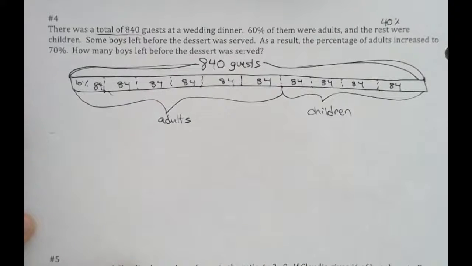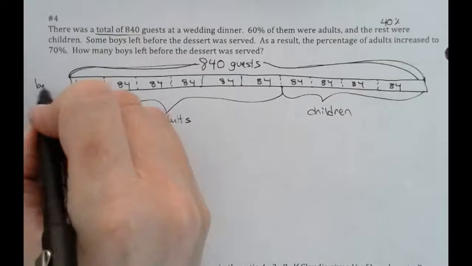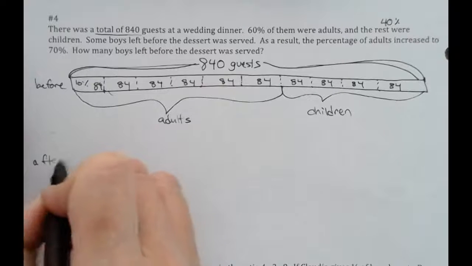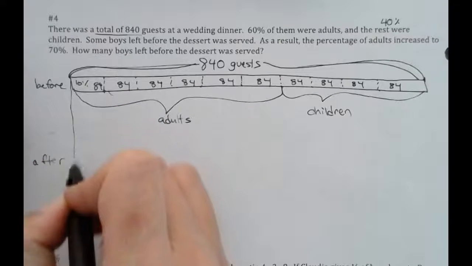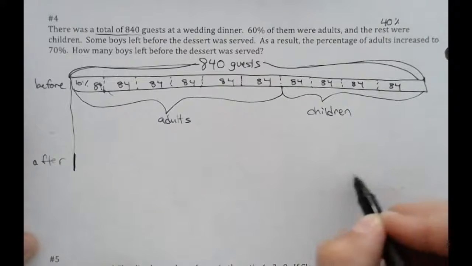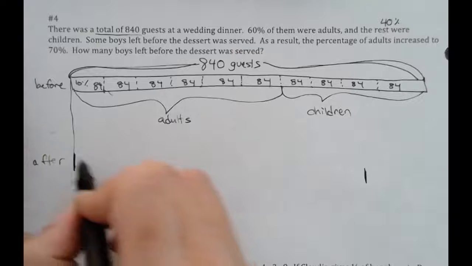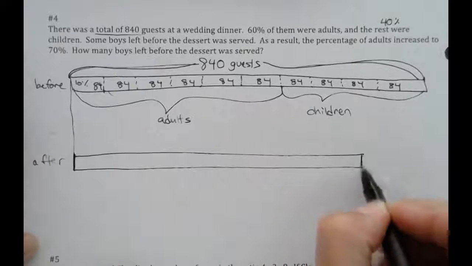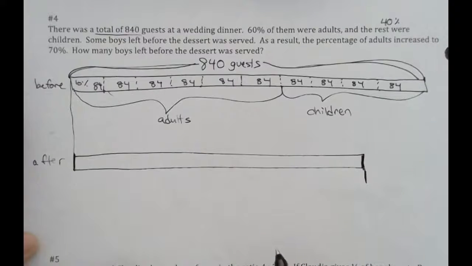So what now? Some boys left, and as a result, things were different. So I'm going to label this as before they left. And then after they left, things were a little different. I'm going to make this line up right here. And then over here, it's not going to be as long because some boys left. So it's going to be a bit shorter. Now this is how many guests there were after. There were fewer guests.